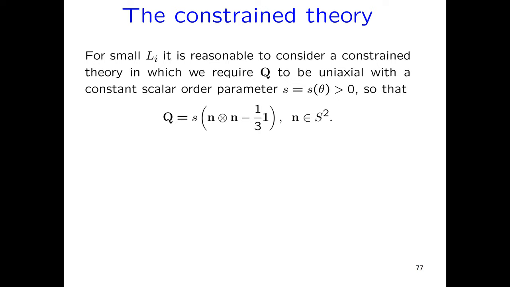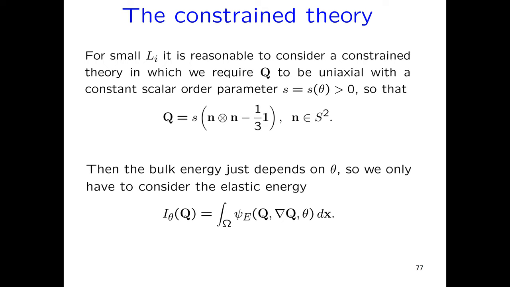So that leads us to consider the constraint theory, which is going to correspond exactly to the constraint theory that I talked about in the first lecture. For small L_i, it's reasonable to consider a constraint theory in which Q is required to be uniaxial with a constant scalar order parameter, so Q is constrained to have this uniaxial form. Then the bulk energy just depends on theta, so we only have to consider minimizing the elastic energy, but you're minimizing it subject to this constraint.